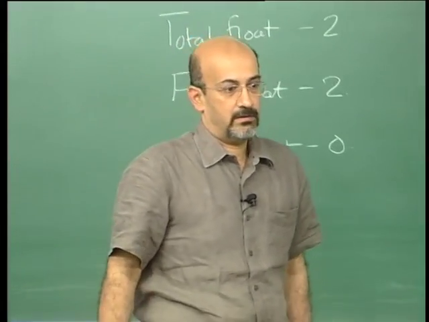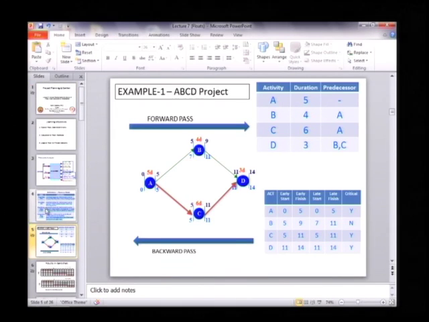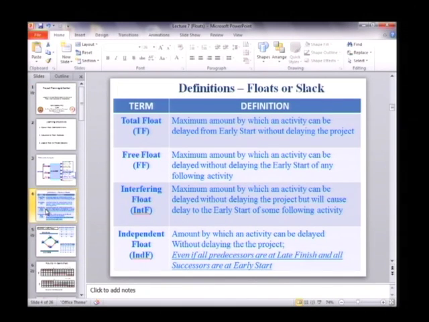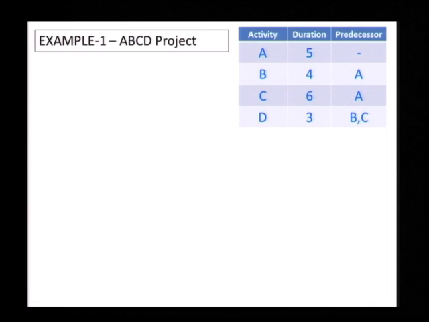What about independent? Okay, again I will go back to the definition, which I have to do this way. If we look at the definition here, we have the amount by which an activity can be delayed without delaying the project even if all predecessors are at late finish and successors at early start. So in this particular case, both the predecessor and the successor are critical, and it does not affect the way it would do what is required. So what would it be? It should be 2.